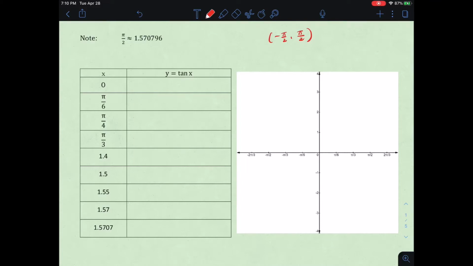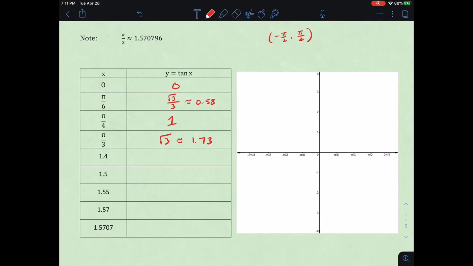What we're going to first do is plug in a couple of values that we should know how to find. So tangent of 0 is just 0. Tangent of pi over 6 is root 3 over 3. This is approximately 0.58. Tangent of pi over 4 is just 1. Tangent of pi over 3 is square root of 3, which for graphing purposes will be approximately 1.73.